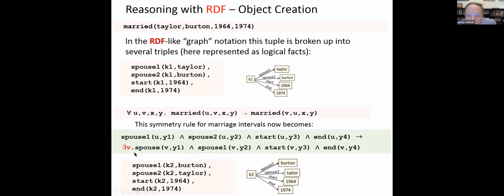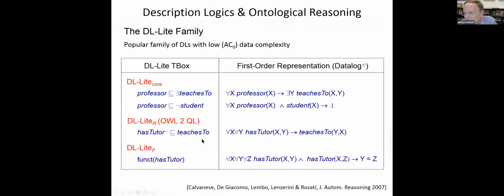No, sorry, it's correct, because that should be spouse 2, and that is spouse 1. Start with Y3 and end with Y4. Okay, so here in this case, because RDF is very limited to triples, we had to use an existential quantifier, and that's why we can do a lot of things. Actually, we can do everything that RDF can do with our language.